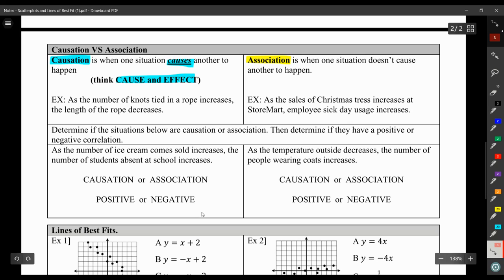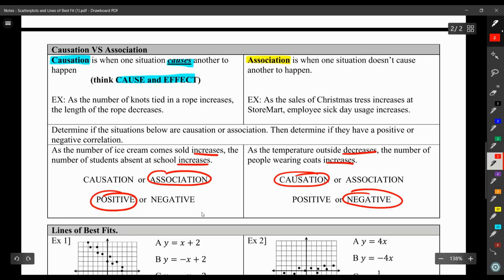So determine if the below is causation or association, and then determine if they have positive or negative. So pause the video, try the bottom two examples. And here's what you should have had.